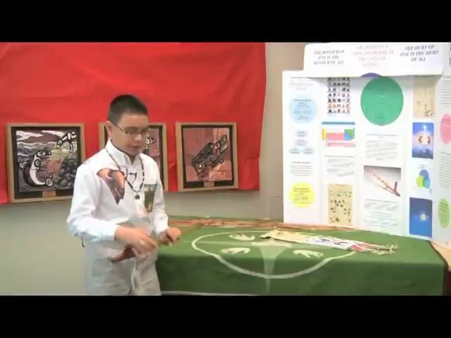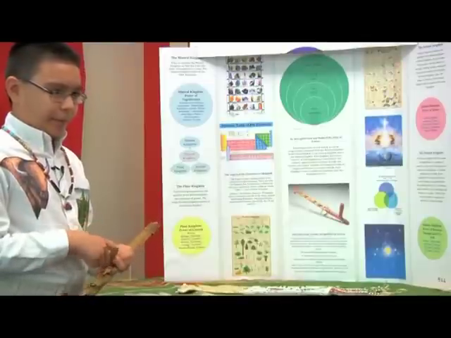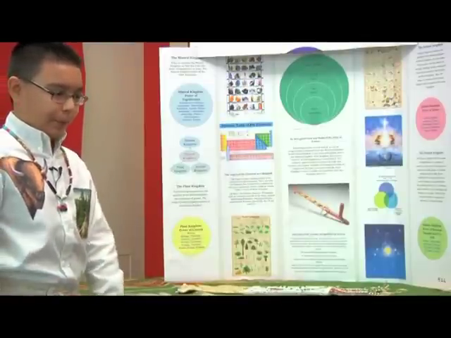The lowest kingdom is the mineral kingdom. The second kingdom is the plant kingdom. Third kingdom is the animal kingdom, and then the fourth kingdom is the human kingdom.